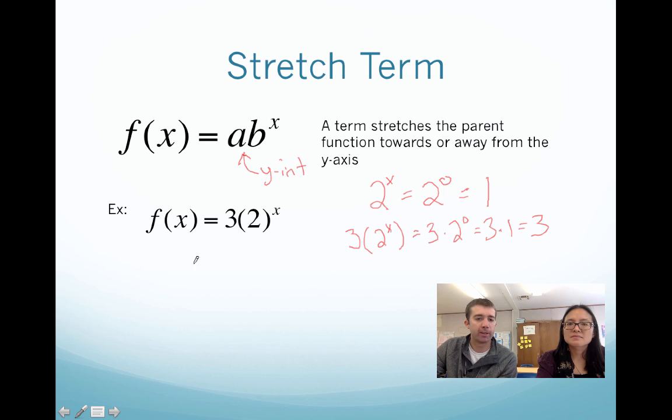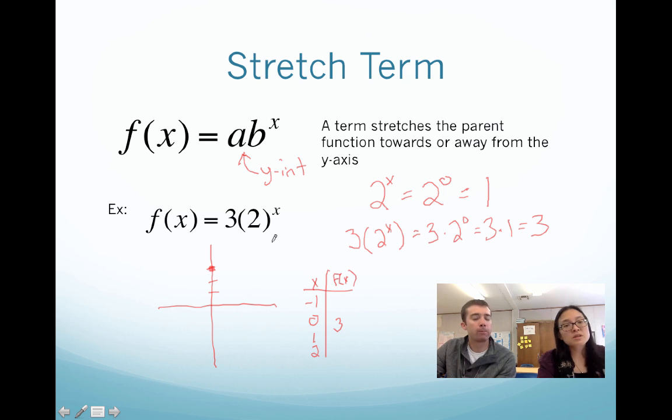So let's just look at an example of what it would be if I would graph this. I know 3 is my y-intercept, so I'll put a little dot at 3. Then we want to do a couple of points, so I'm going to make my little chart here. Let's try -1, 0, 1, and 2. So 0 was 3 for f of x. You can plug it in, or you can think of it as a geometric sequence like we were doing before.